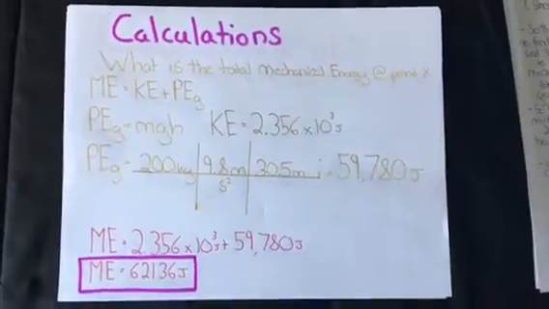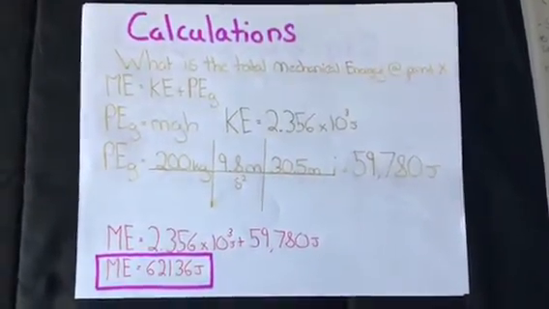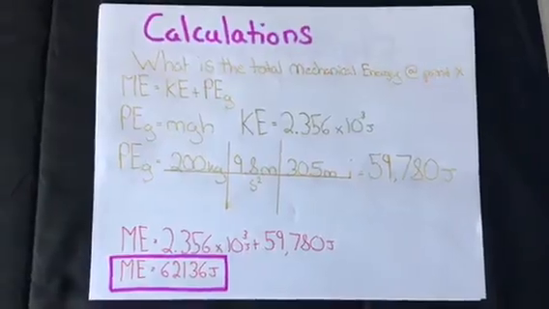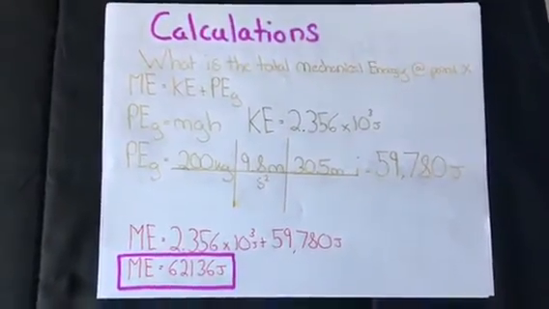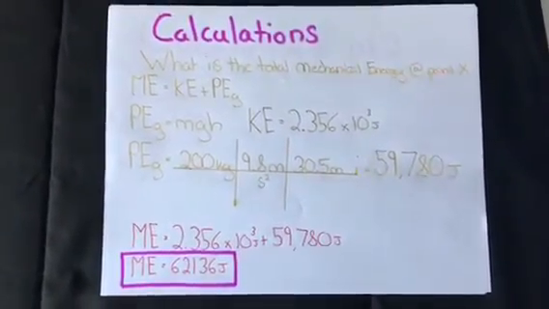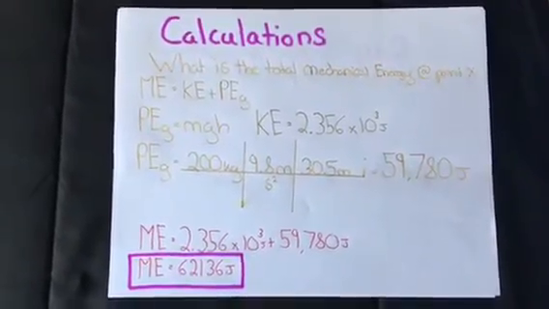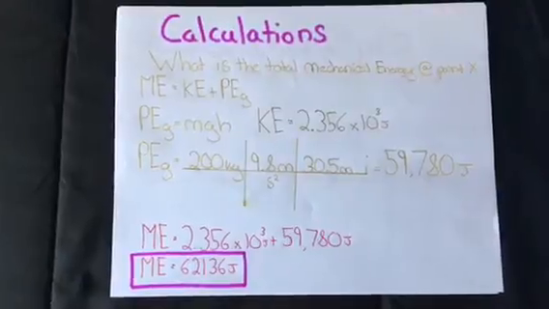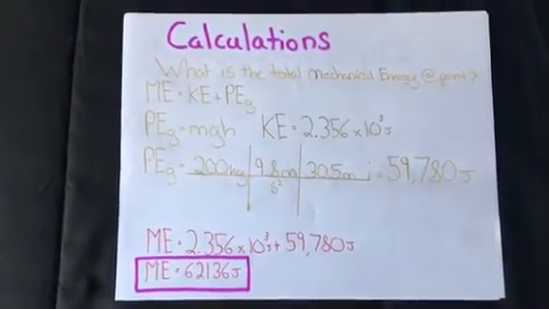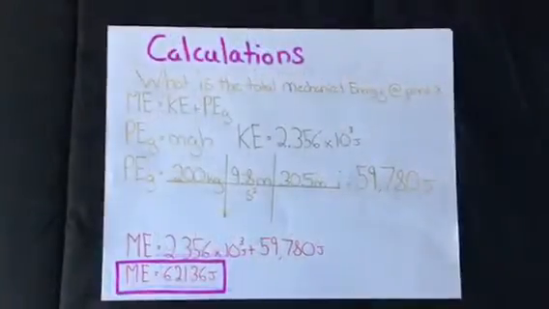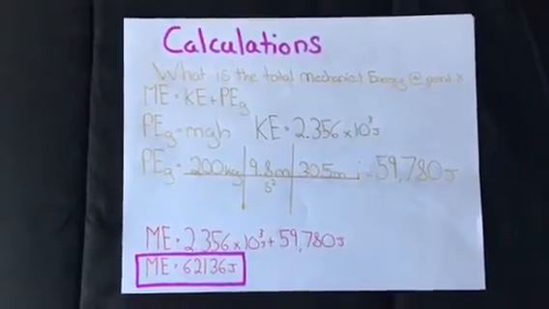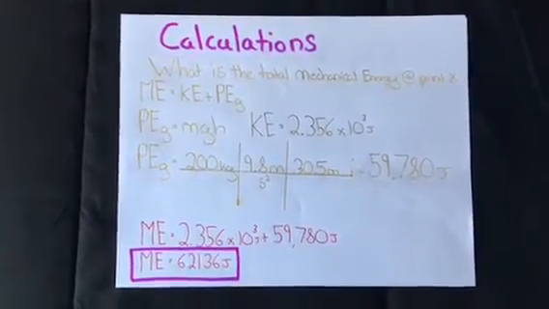So the first part of the problem is asking to find the total mechanical energy at point X. And so to solve this, we would need the formula to calculate mechanical energy, which is total mechanical energy equals the kinetic energy at point X plus the potential gravitational energy, which is equal to the mass of the cart times gravity times the height at point X.